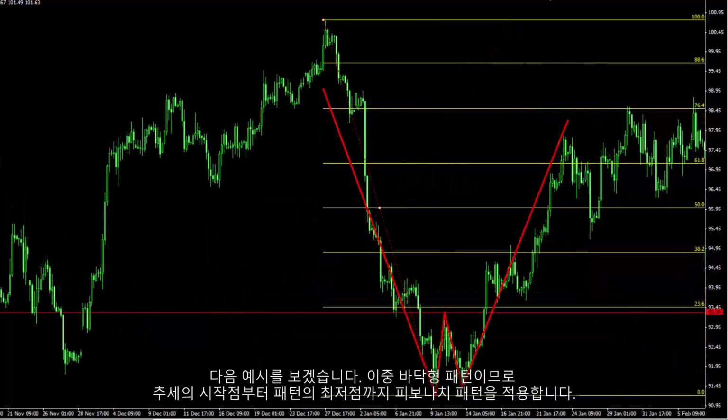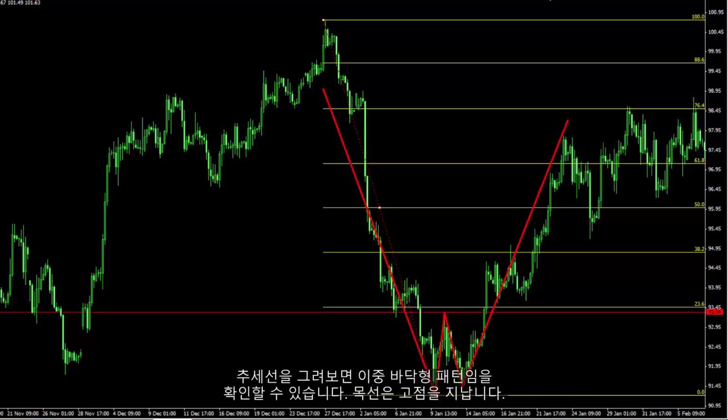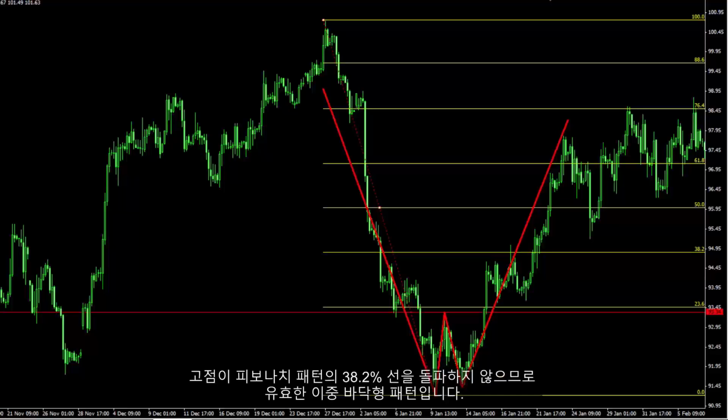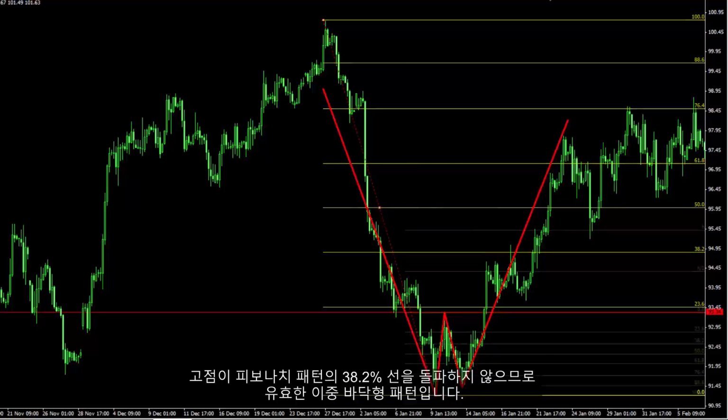Another example for a double bottom pattern can be drawn. So, Fibonacci is drawn from the beginning point of a swing to the valley of a longer wave. A trader can draw the figure of the trend by trend line and neckline being placed on the peak point. The peak point did not cross the 38.2% level. Thus, this double bottom pattern is reliable.